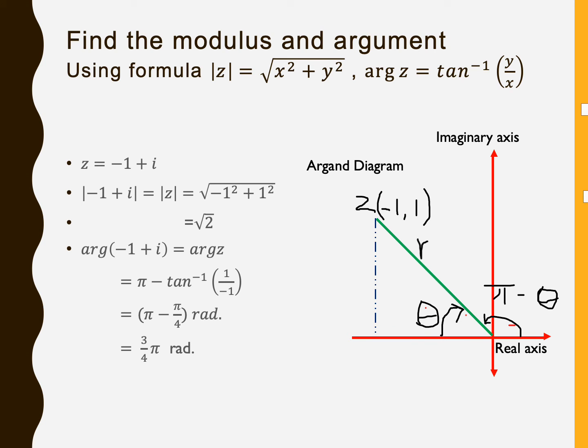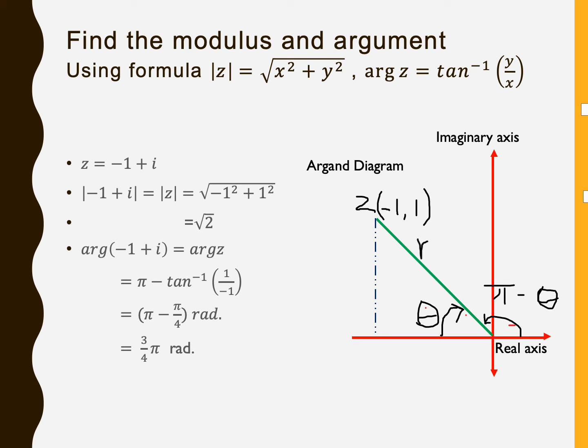Given a complex number z equal to -1 plus i, find the modulus and argument of the complex number z. We can see very clearly that the real part equals -1 and the imaginary part equals 1. So the modulus z equals square root of (-1) squared plus 1 squared. After the calculation, we get modulus z equal to square root of 2.